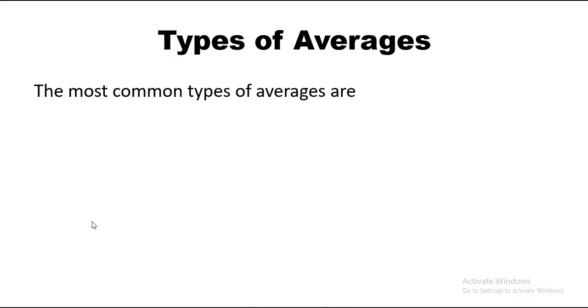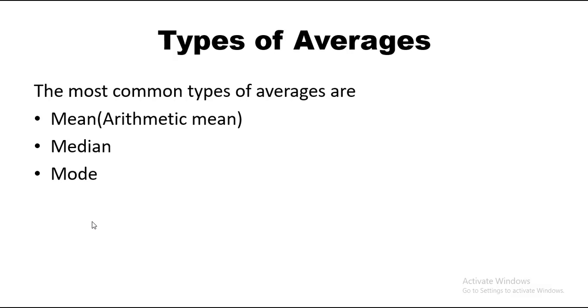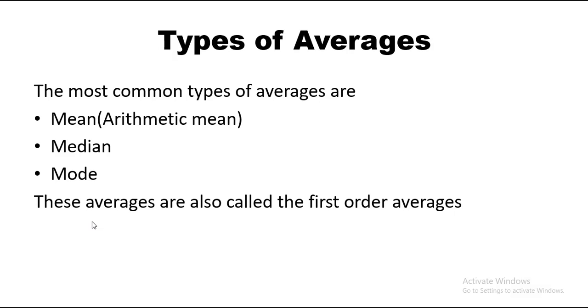Now we're moving on to the types of averages. The most common types of averages are arithmetic mean or mean, median, and mode. These averages are also called the first order averages. So these are the basic, most commonly used averages, that is mean, median, and mode.